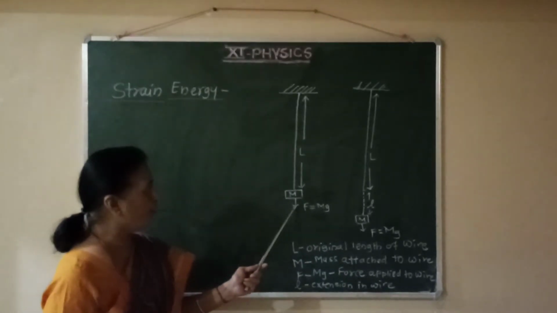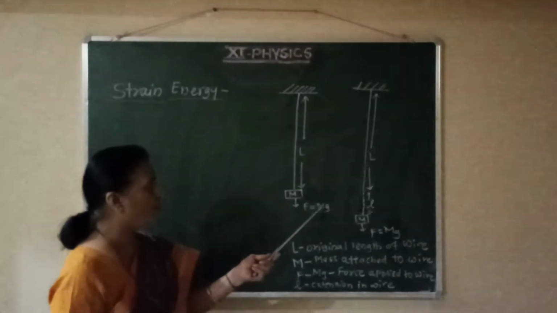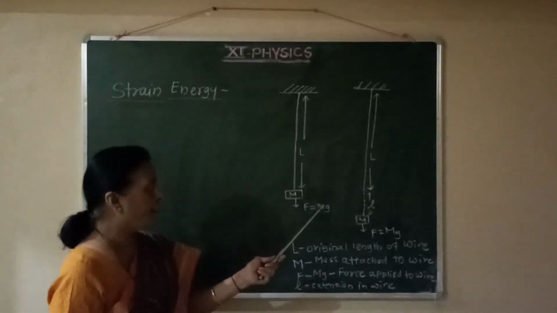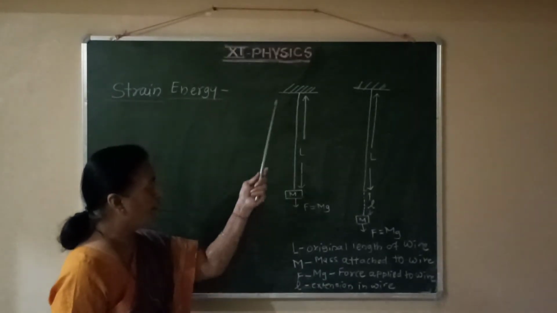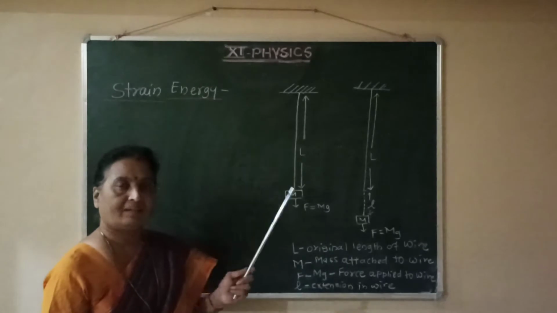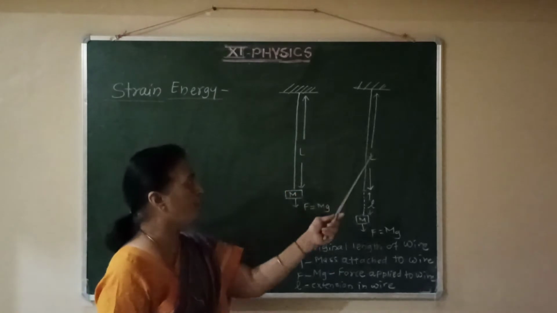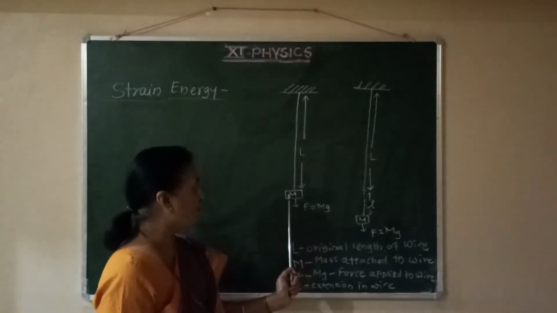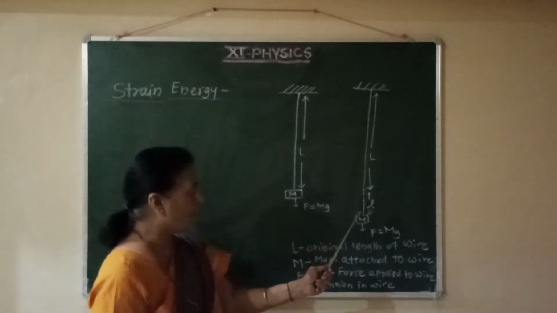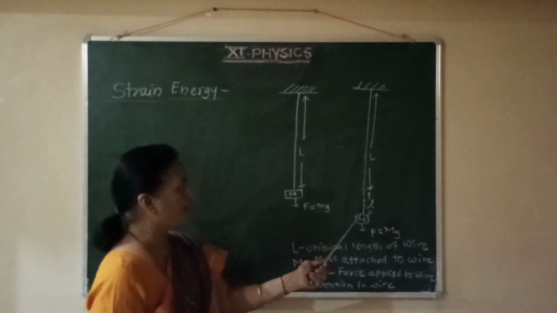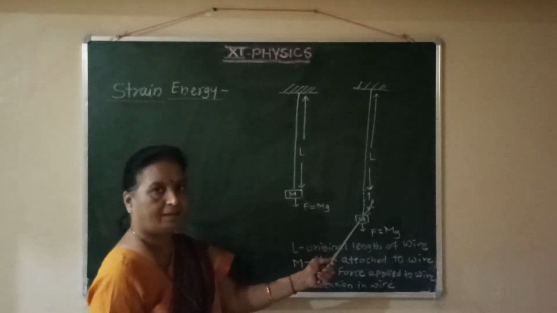Because of this mass, the force acting on the wire is equal to the mass attached to the wire times the acceleration due to gravity. Because of this force, the wire gets elongated. There is an increase in length of the wire. In the second figure, this is the original length of the wire, L. Because of the application of this load, the wire gets elongated, and the extension produced in the wire, or increase in length of the wire, we have denoted by this small l.